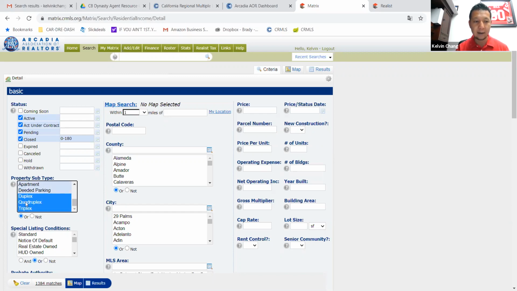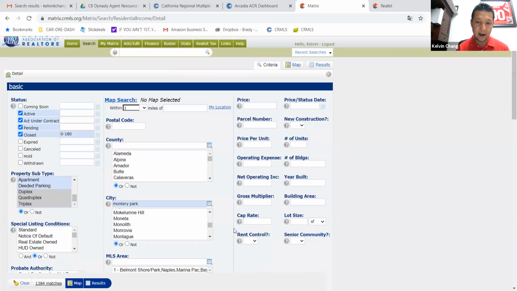So I'm going to go ahead and put duplex, triplex, and quadplex as my search criteria. Obviously, I want to look in Monterey Park. And I know that it's 5 bedrooms, so I'm not going to put a bedroom as a search field yet. I'm going to go ahead and put in some factors that I need to understand.